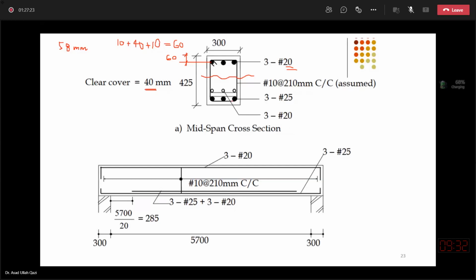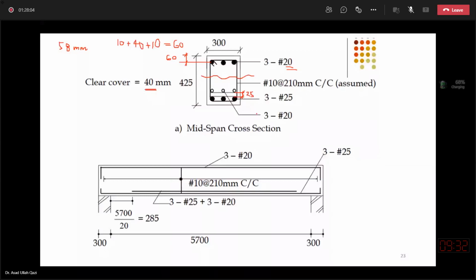Furthermore, the code has the direction that if you go for 2 layers, the gap between the 2 layers must allow the aggregate to flow through and to get a good bond and to envelop the bars for gripping within the concrete. You must have a clear space between 2 layers not less than 25 millimeter. So what you are selecting: 325 in first layer, 320 in second layer.